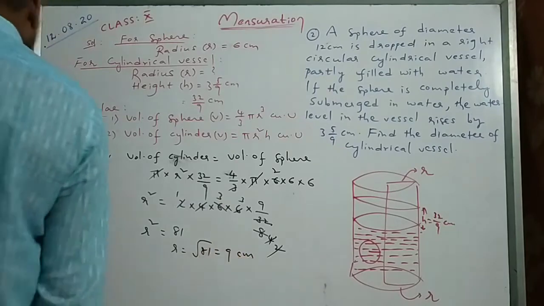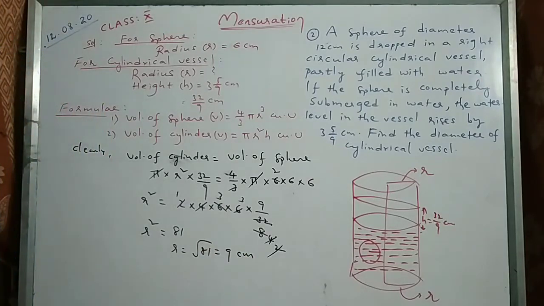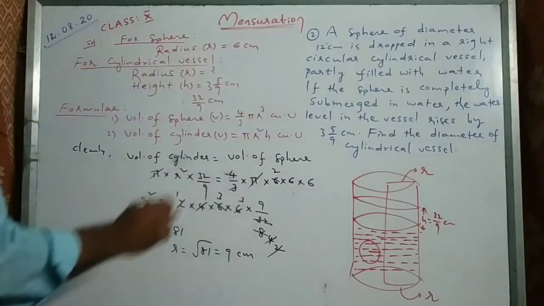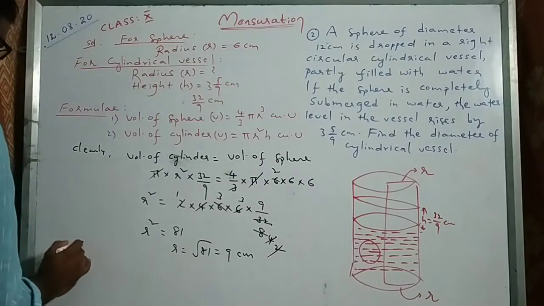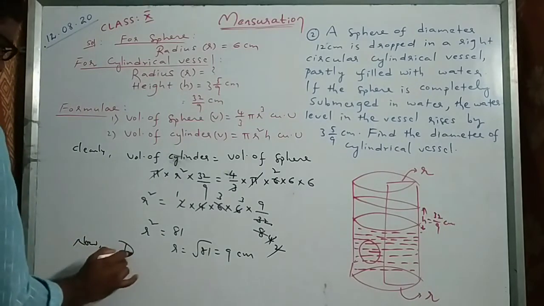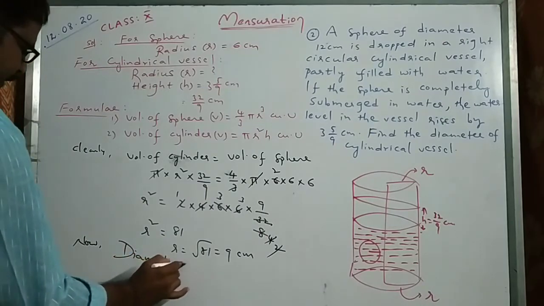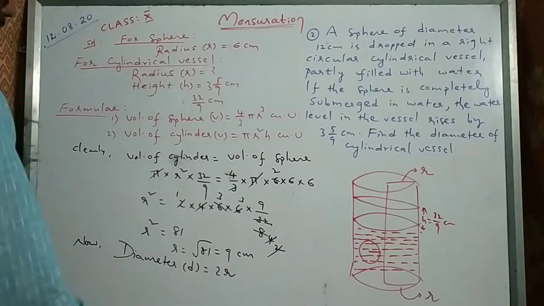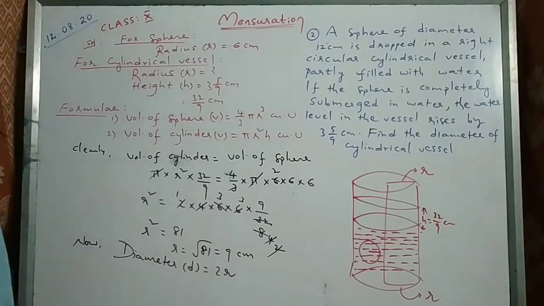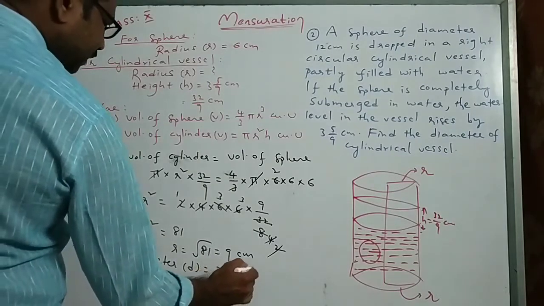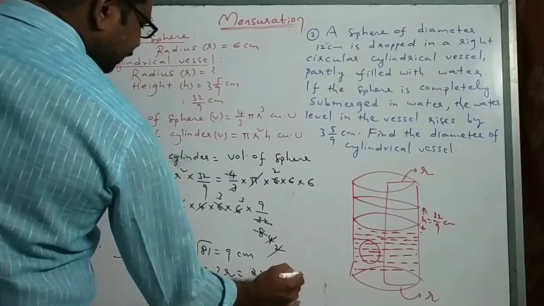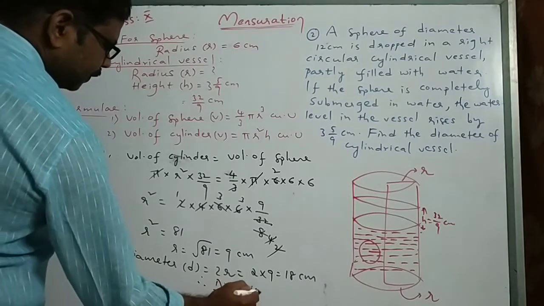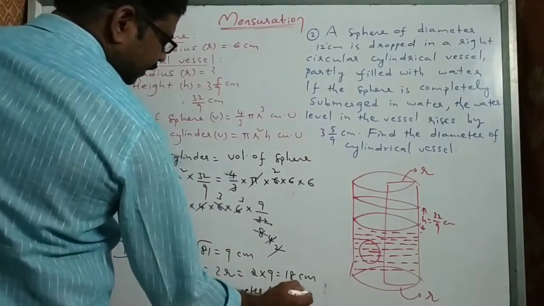R equal to square root of 81. So square root of 81 is how much? 9. So r equal to 9 cm. R means what? Radius. But they asked in the problem for the diameter of the cylindrical vessel. Diameter d equal to 2 times of radius. Do you know this? Radius is equal to half of diameter, or diameter equal to 2 times of radius. So 2 into 9, 18 cm. Therefore diameter is equal to 18 cm.